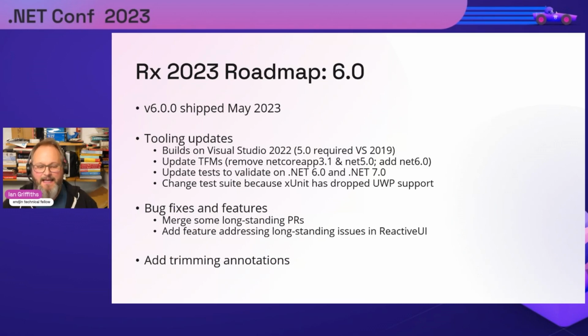And to give you an idea of the impact, with RX5, if you added RX5 to a Blazor application, it instantly made your download 1.5 megabytes bigger. In RX6, it's just 32 kilobytes. So 1.5 megs down to 32K because we enabled trimming properly. We added all the trimming support. So that was the one new feature added in 6.0.